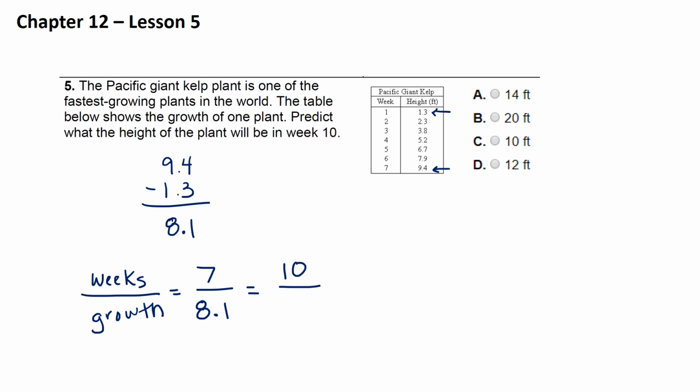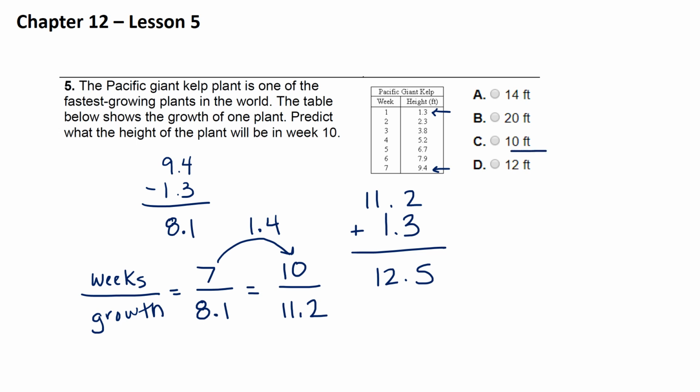So we can do 10 divided by 7 equals 1.4. So 8 times 1.4 equals 11.2. And so we're going to add that: 1.3 plus 11.2 equals 12.5, which is answer choice D.